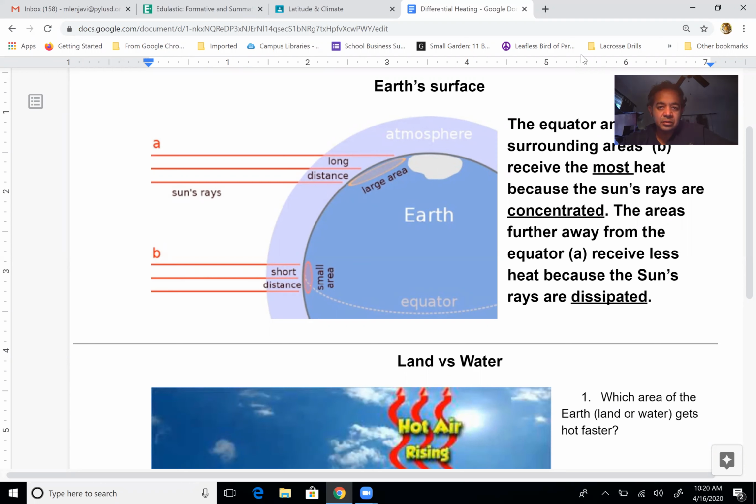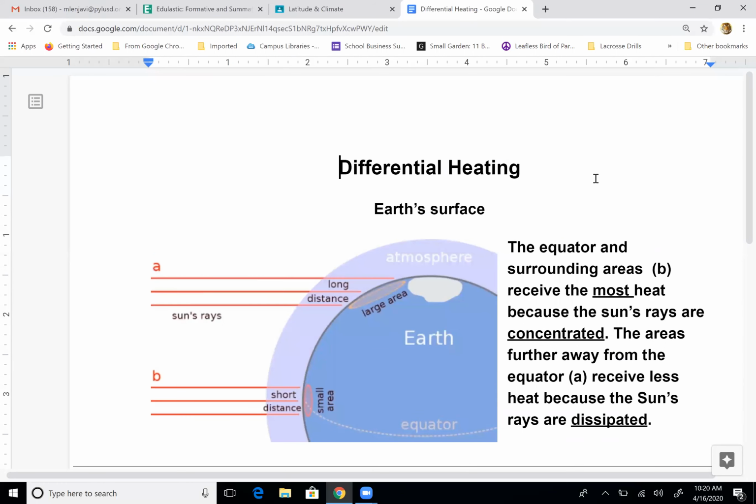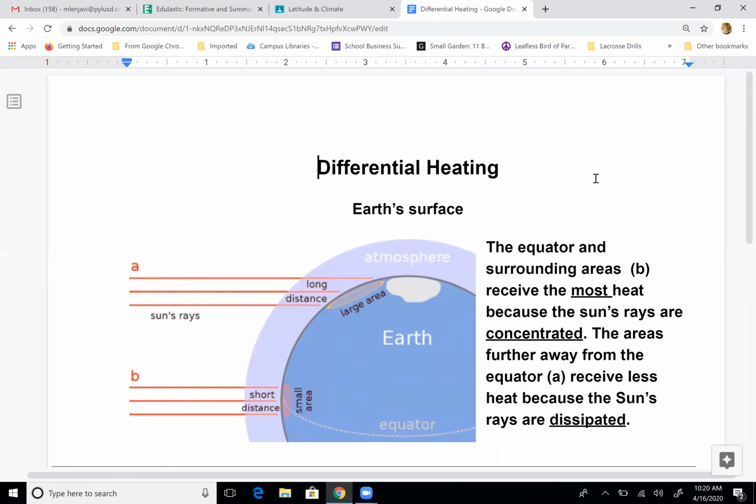So we're going to continue with differential heating, the difference of heat on Earth based on how the Earth is shaped and where the sun's rays hit the most. All right, and then we're going to move on to the difference in heating between land and water, which creates all the weather or most of the weather patterns that we see on Earth. Right. So let me minimize my face. And this will be the document that I'll be posting on Google Classroom today.